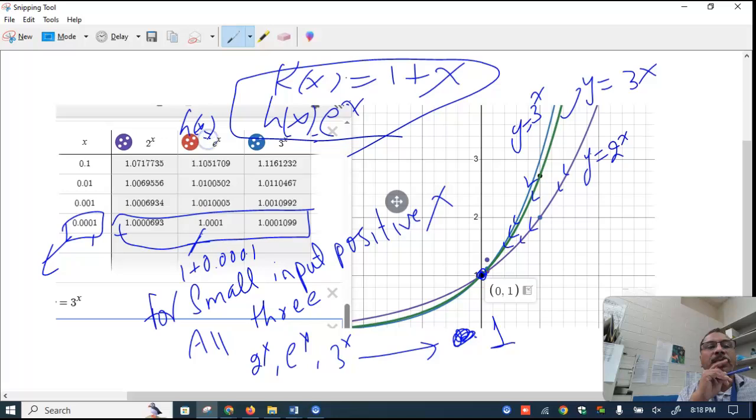And you will see this number is almost kx, k of 0.0001, which is 1 plus that. So the understanding is that the smaller the input is, the more e raised to x is almost the same as 1 plus x. I think I made a point.